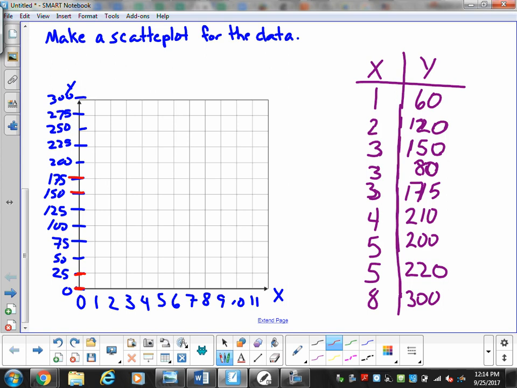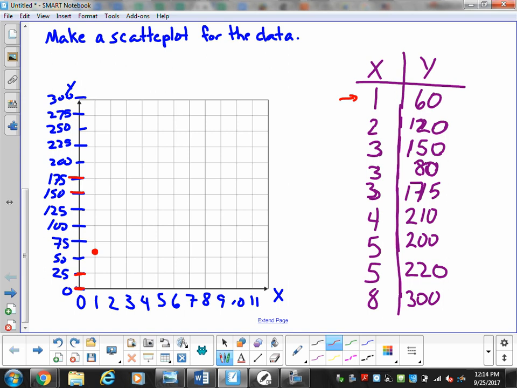The first one, the x is a 1, and the y is 60. So on the graph, I'm going to go over to the 1 on the bottom, and I'm going to go up to 60. And 60 is not quite halfway between 50 and 75. It's actually closer to 50. So I'm not going to put it in the exact spot, but that's pretty much where it goes, right there in that red dot. Okay.